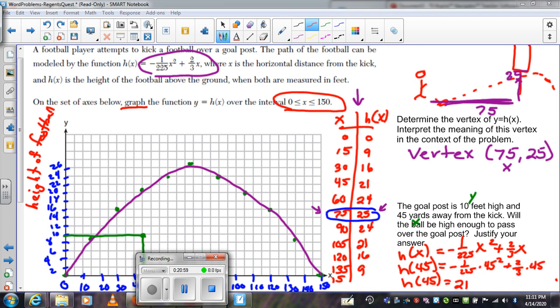Okay, so I did this as an example of how you could justify your answer. One of the things that you will notice is that we actually already had the math done. It came from our table of values. So when the ball is 45 yards away, it's actually 21 feet in the air. It's 21 feet high. Plenty high enough. If the goalpost is 10 feet high, this is plenty high enough to pass over that goalpost. So the kick is good.